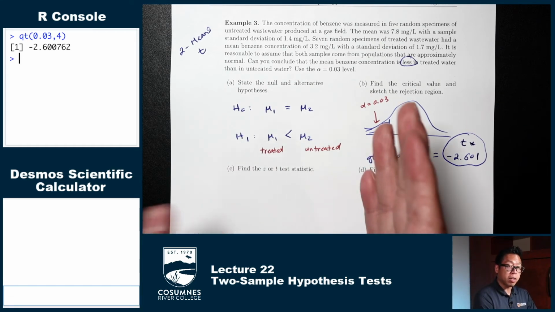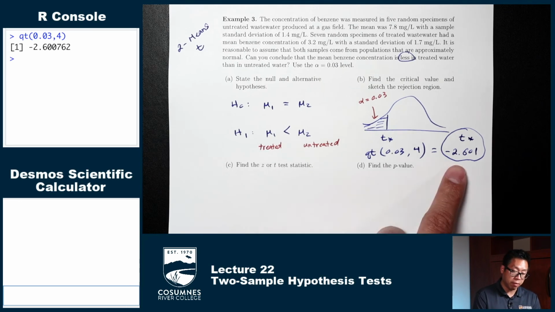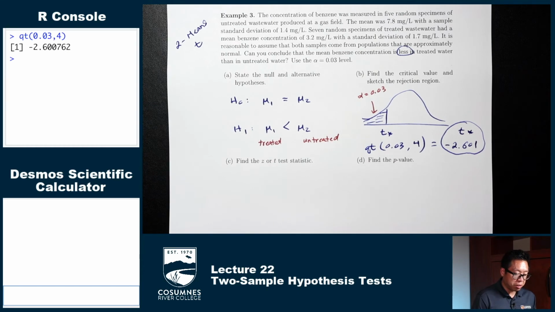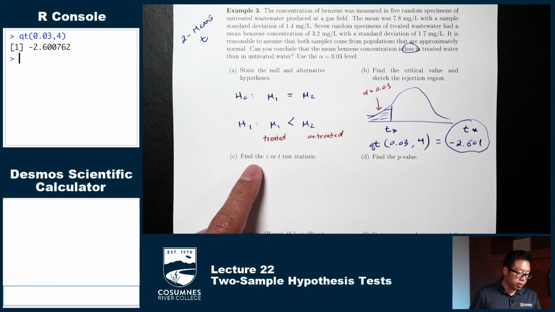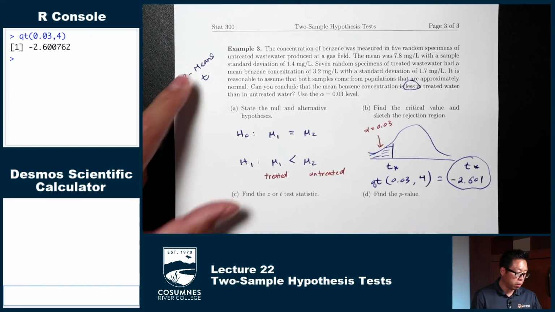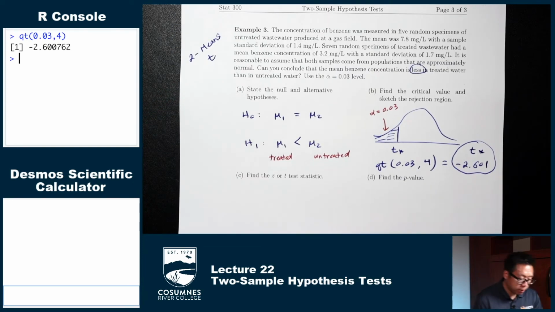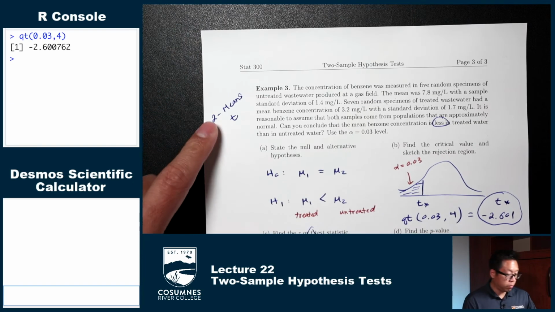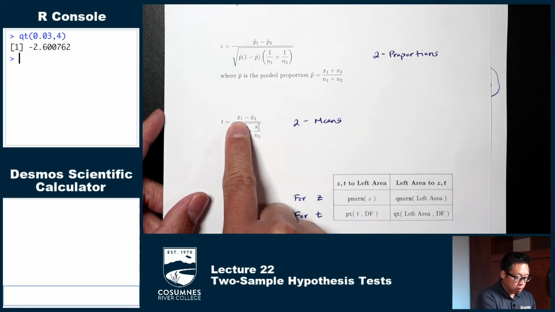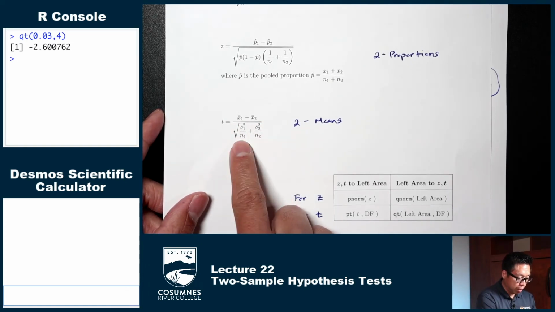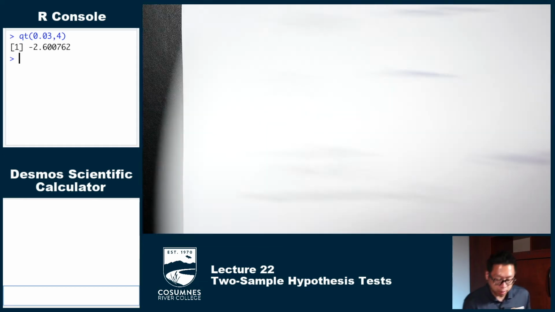For a picture shaded to the left, I do expect the critical value to be negative. So if for some reason you did not get a negative, what probably happened was you did a 1 minus when you shouldn't have. Part C, find a z or t test statistic. We're talking about t's here, so I should be using the t formula for two means. The two means formula has an x1 bar, x2 bar, s1, s2, n1, n2. So let me write all that down.